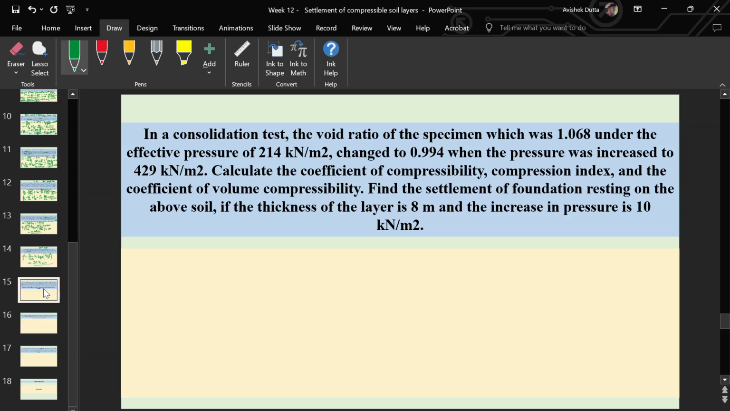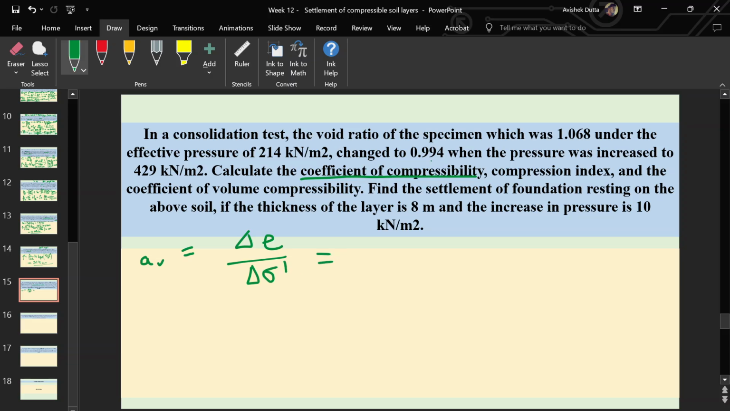Void ratio 1.068 under effective pressure 214, changed to 0.994, pressure was increased to 429. So the initial condition will be taken as 1.068, and initial effective pressure will be 214. First of all, the coefficient of compressibility, AV. What is the formula? Change in void ratio divided by change in effective pressure.